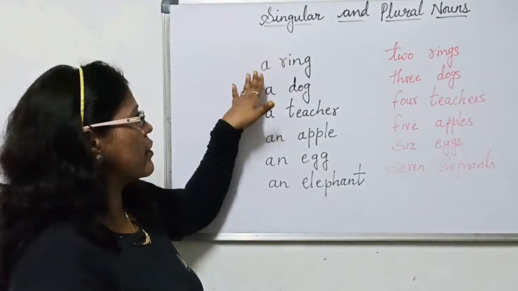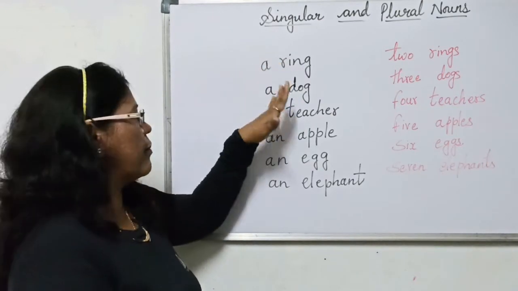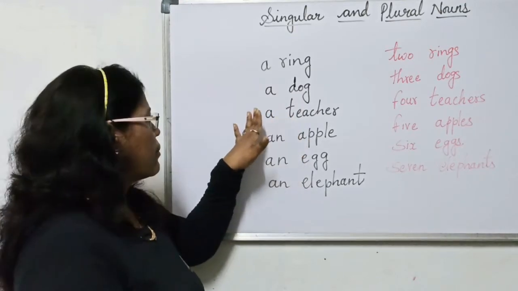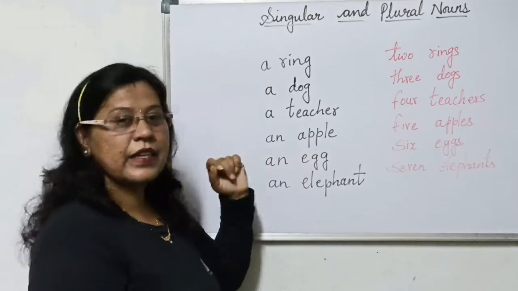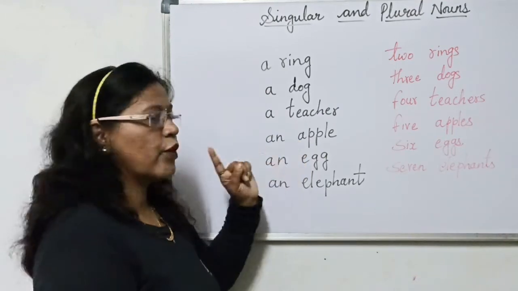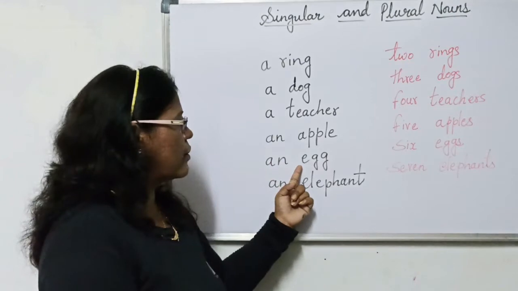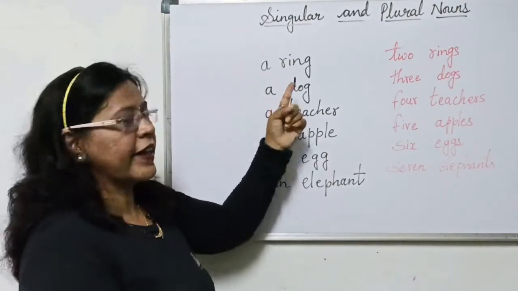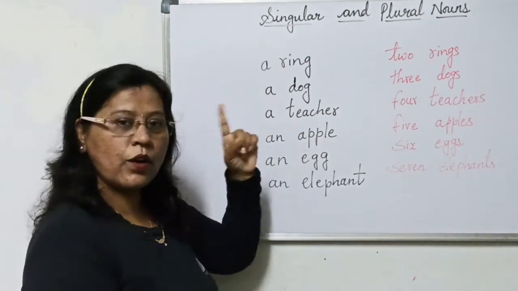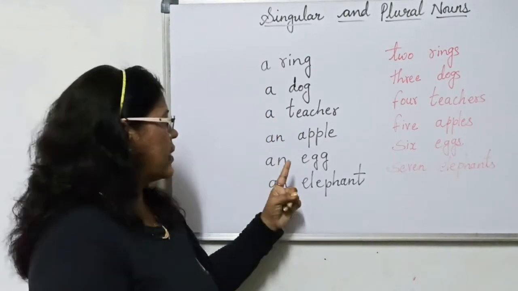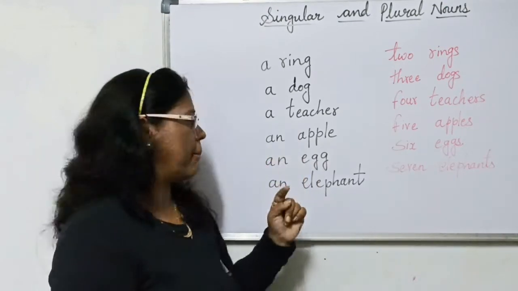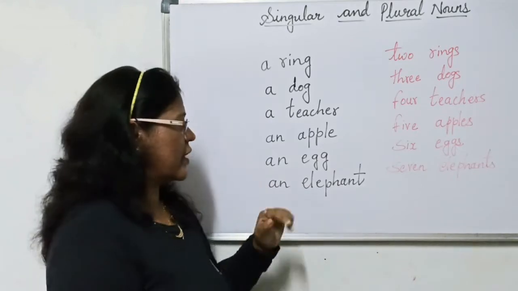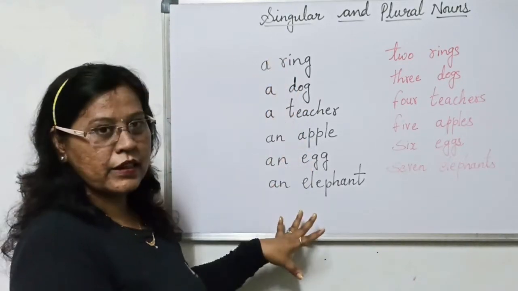Now why is "a" in front of ring? R is a consonant, so before consonants we use "a". D is a consonant, so before it, "a". T is a consonant, so before T, "a". Here A is a vowel, so before a vowel we have to use "an". Here also, E is a vowel, so "an". So a ring, a dog, a teacher, an apple, an egg, an elephant. Now, understood this? Singular nouns, okay?